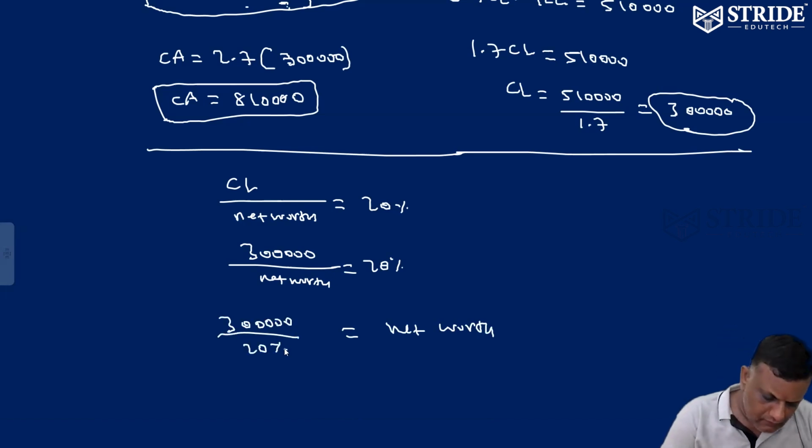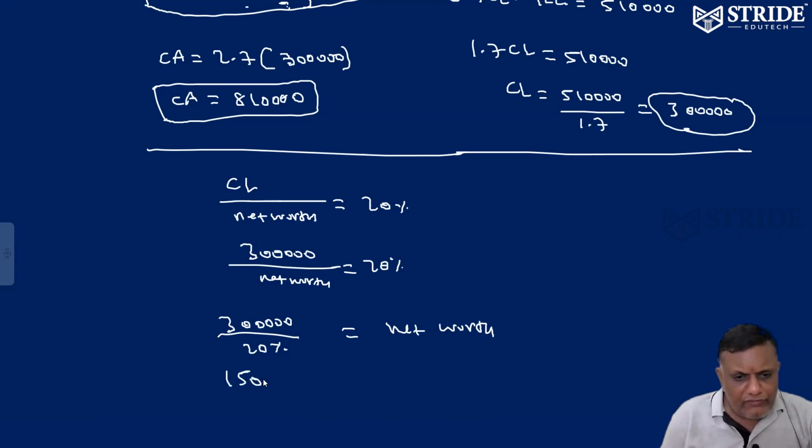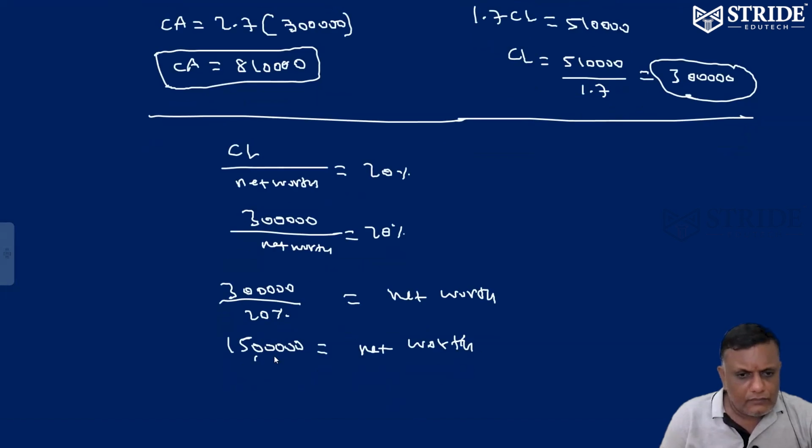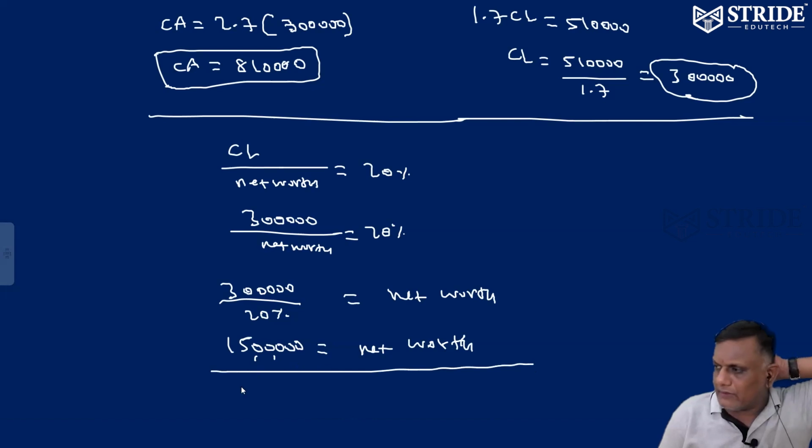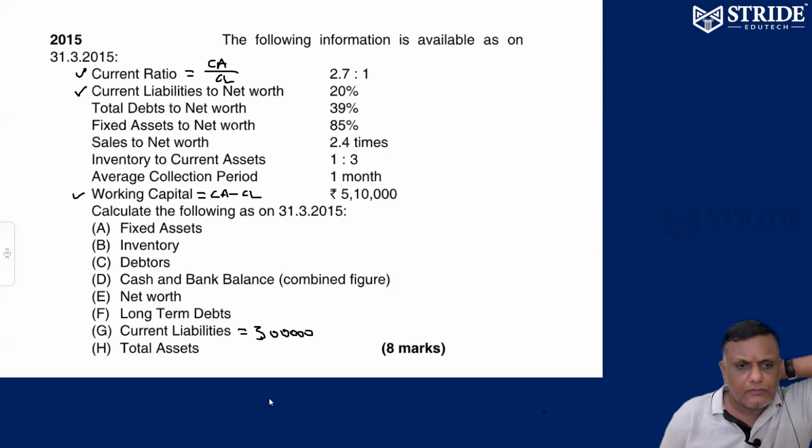3 lakhs by 20% is equivalent to 15 lakhs. That is net worth. My net worth is going to be 15 lakhs. Net worth, please check it out. Net worth is going to be 15 lakhs.